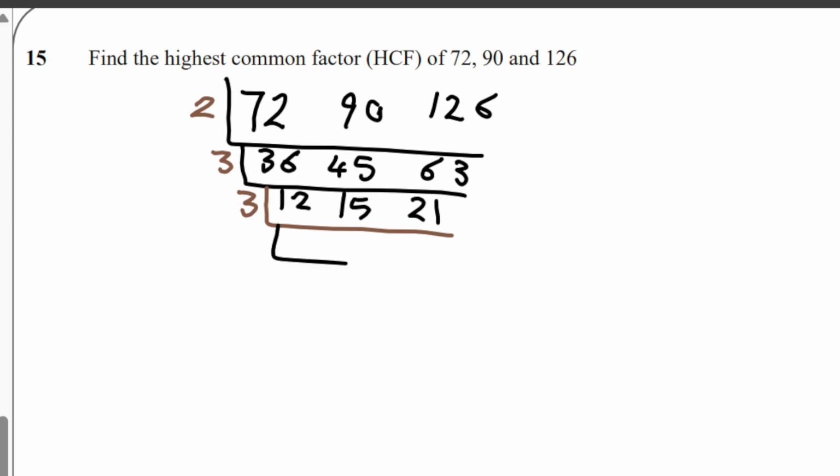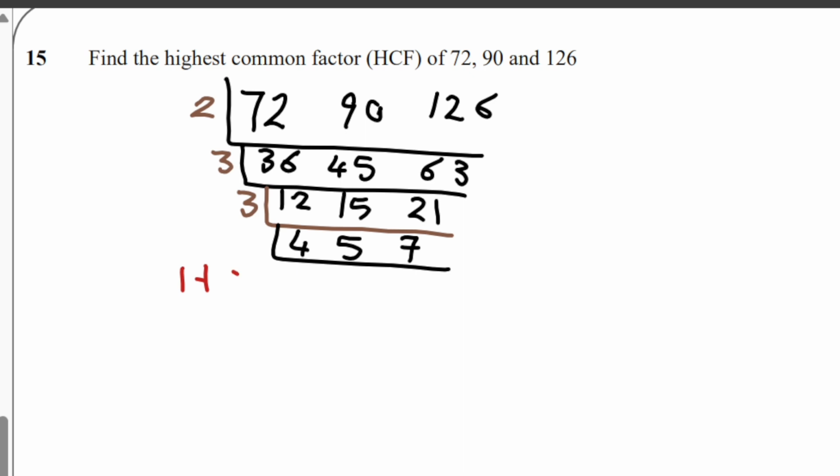So what's 12 divided by 3 is 4. 15 divided by 3 is 5. 21 divided by 3 is 7. Is there any other number that goes into 4, 5 and 7 other than 1? No. So in such case, you finished.